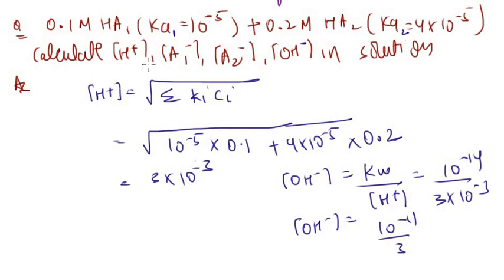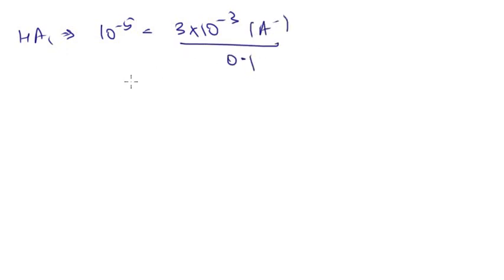Now we have calculated the H plus and OH negative. Now we have to calculate the A1 negative and A2 negative in the solution. So we will be using the acid formula for HA1. We know K1 is 10 to the power negative 5 and the concentration of H plus is 3 into 10 to the power minus 3, and here it is A negative and this is 0.1. So A negative is 10 to the power minus 3 over 3.